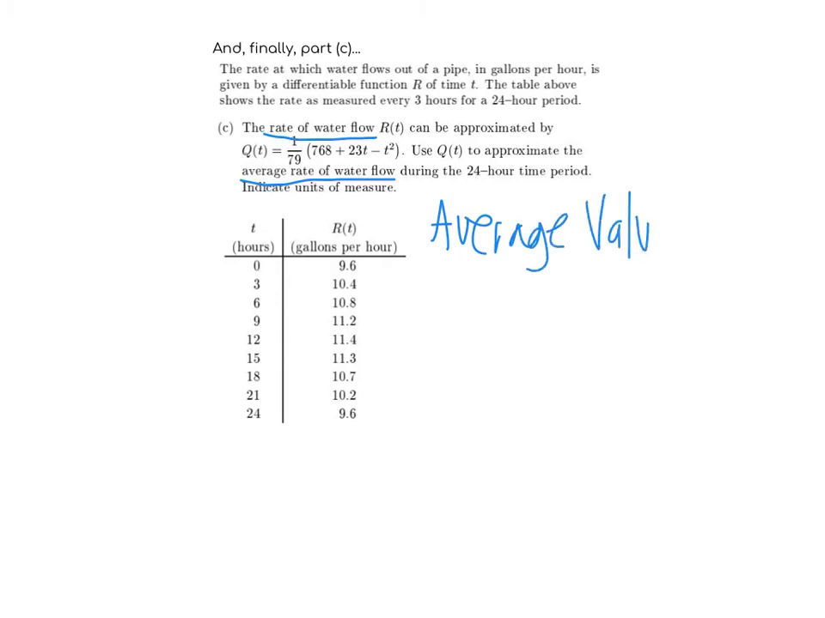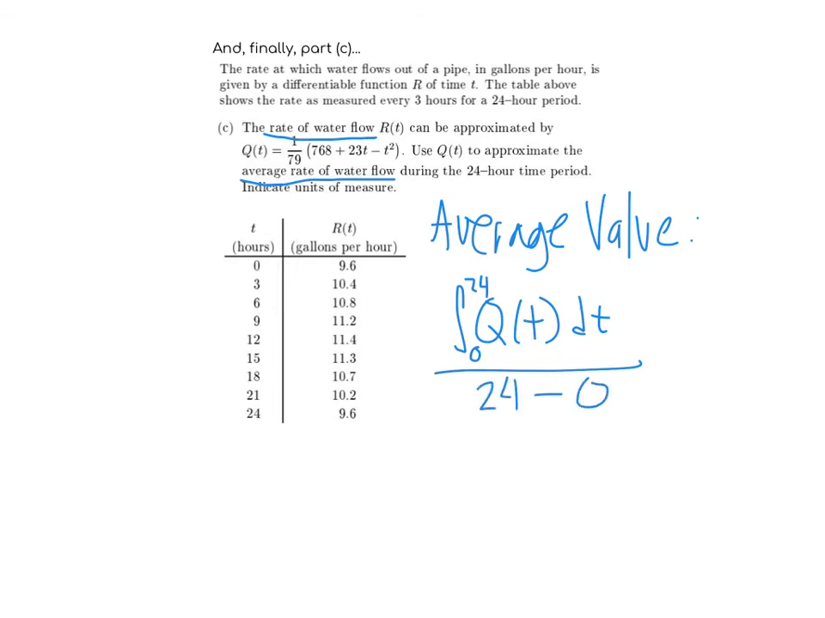So average value, we know that we're going to do the integral of Q of t dt. And because this is calculator active, this is going to be done on your calculator. And going from 0 to 24. And then to finish up, we have to divide by the width of that interval. So 24 minus 0 would give me that width. Again, we're just going to be doing this on our calculator. That's going to be putting Q of t in for y1, and then evaluating that divided by 24.